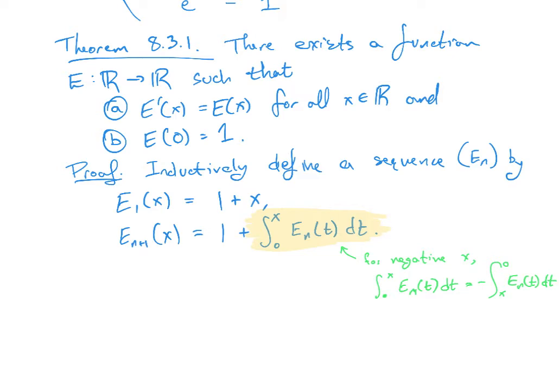So assuming that e sub n is continuous, then e sub n plus 1 is well defined.